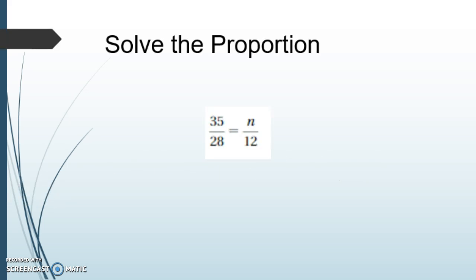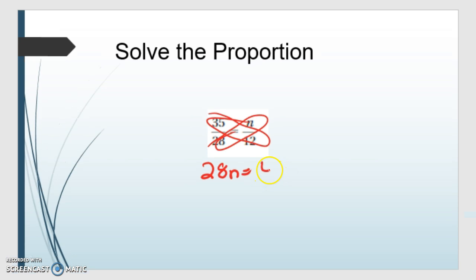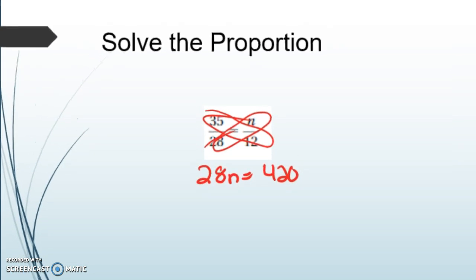Remember, when we are solving proportions, the main thing that we want to do here is remember our cross product property. When we do our cross product property, we have 28 times n, so we have 28n is equal to 420. Let me zoom in a little bit more. So we divide by 28 on both sides. We end up with n is equal to 420 divided by 28, which is 15.